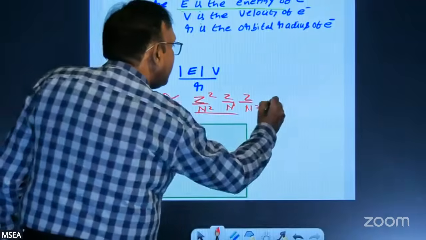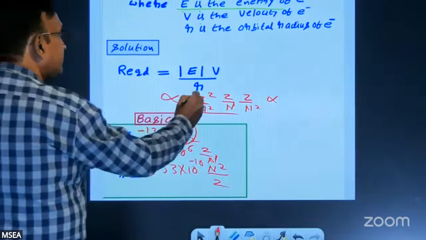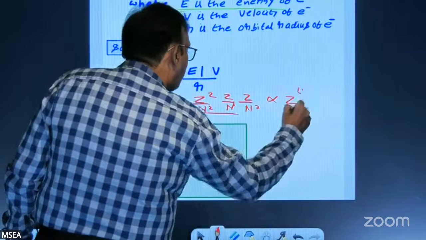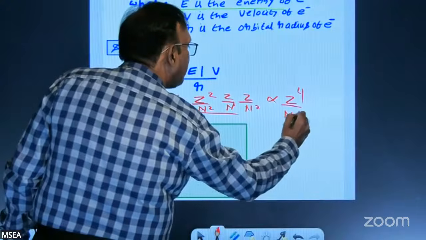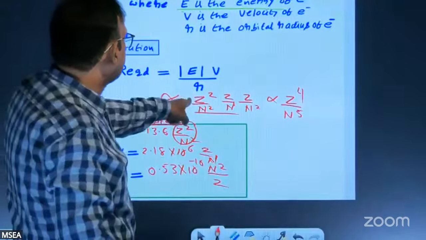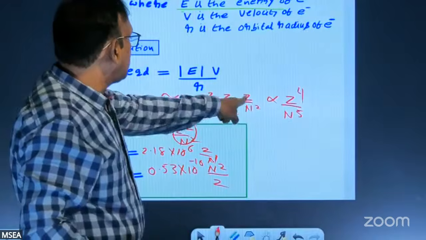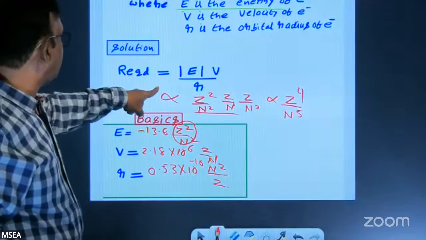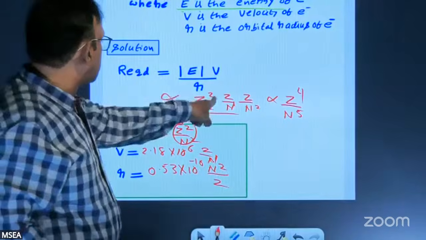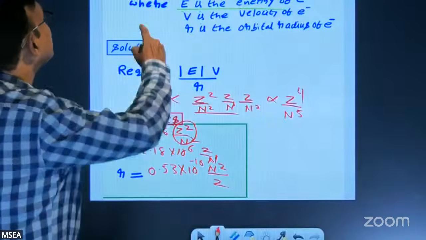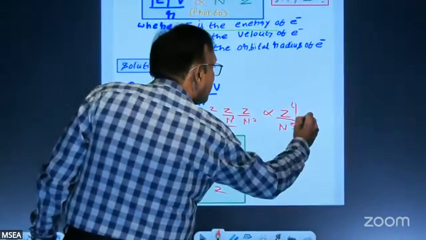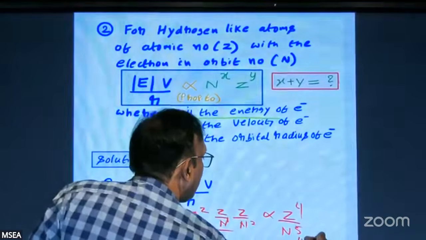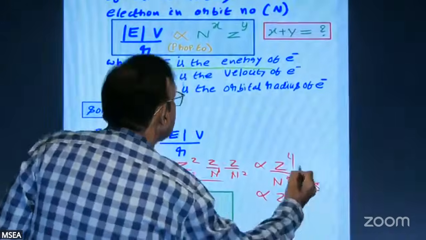If you happen to see it, this comes out to be directly proportional to Z square into Z into Z, so it comes out to be Z to the power of 4 by n to the power of 5. So the required ratio is proportional to z^4 by n^5. What is said in the question there? We can write this as z to the power of 4 into n to the power of minus 5.